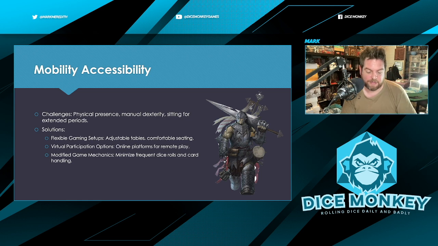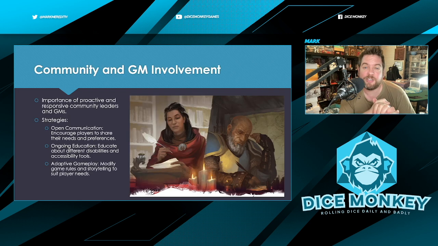For community and GM involvement, it's really important to have proactive and responsible community leaders and GMs. By having open communication, allowing players to share their needs and preferences, super, super important. Educating about different disabilities and accessibility tools that are out there, and then using adaptive gameplay to modify game rules and storytelling to suit players' needs are all really, really important things.